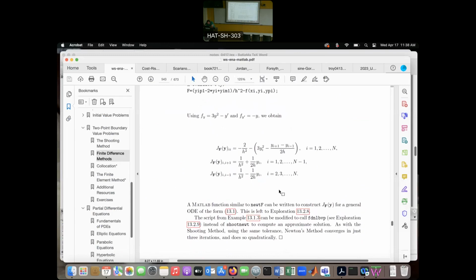Now, I had a script from a previous section that solves this particular boundary value problem using shooting methods, or a function called shoot. But you can modify the code in that example to call the finite difference boundary value problem function implementation, and also plot the solutions in the same way.